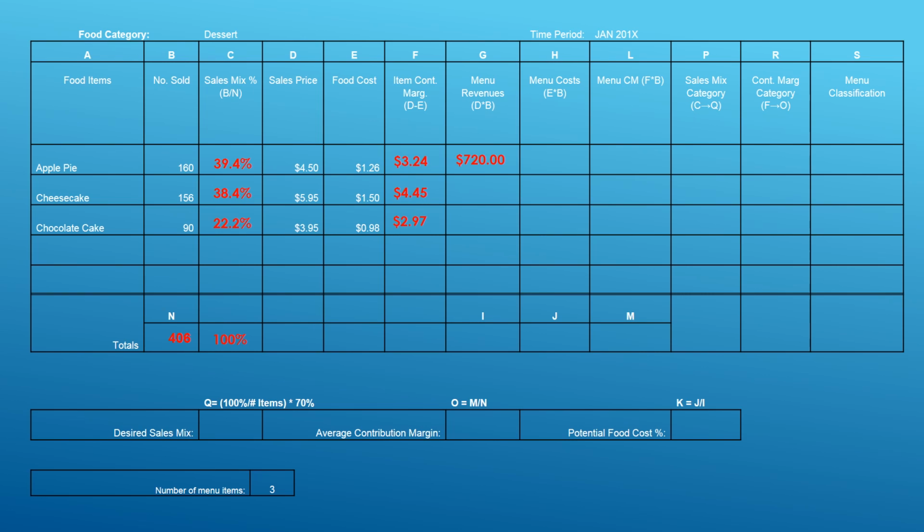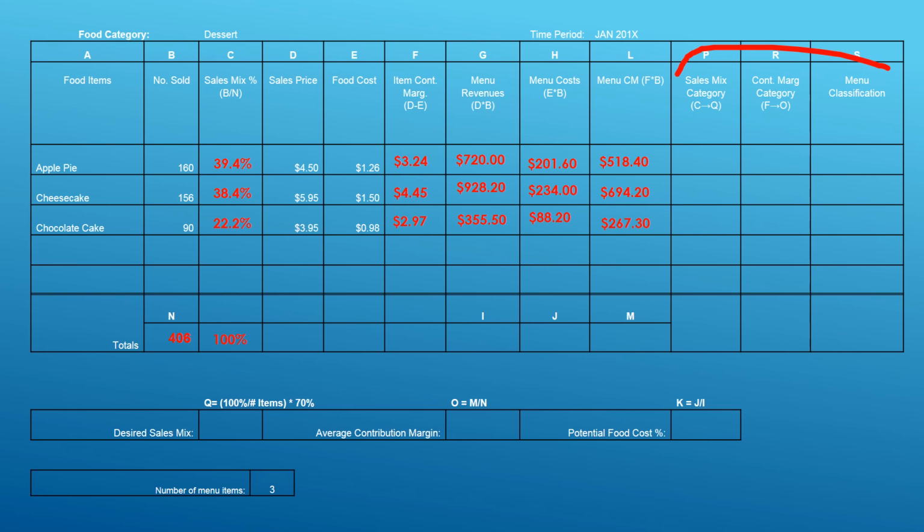We have $720 of menu revenue from apple pie, $928 from cheesecake, which is good, and only $355.50 for our chocolate cake. So let's look at our menu costs next, right? E, which is $1.26 here, multiplied by 160 is going to give us $201.60. In each category, $234 for the next menu item, and $88.20. Now we can figure out the contribution margin, F, right, in here, multiplied by how many we sold over here, is going to give us $518.40 for our apple pie, $694.20 for cheesecake, and only $267.30.